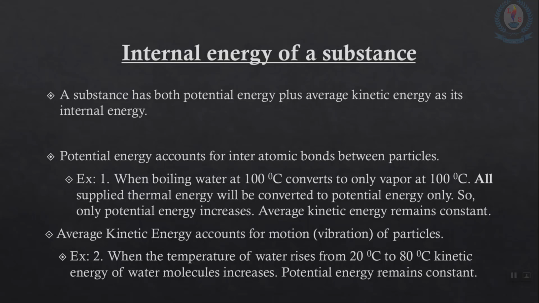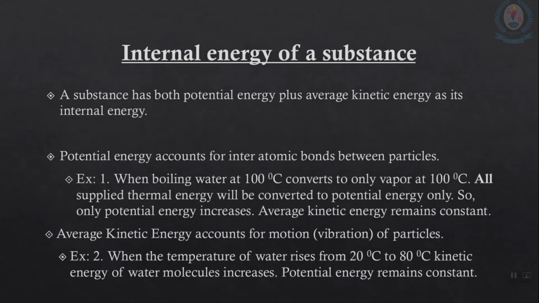right? And remember, kinetic energy is the energy that relates to the temperature. So during a change of state, as nothing happens to the kinetic energy, nothing would happen to the temperature. So temperature would remain constant. That means liquid water at 100 Celsius will convert into vapor at 100 Celsius. Temperature didn't change. Okay. So as I told you, potential energy accounts for the interatomic bonds between particles, and average kinetic energy accounts for the motion or vibration of particles.